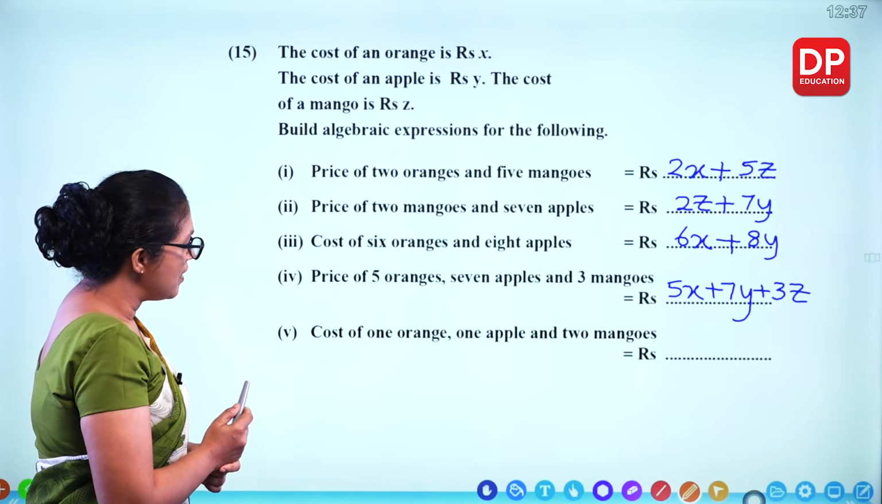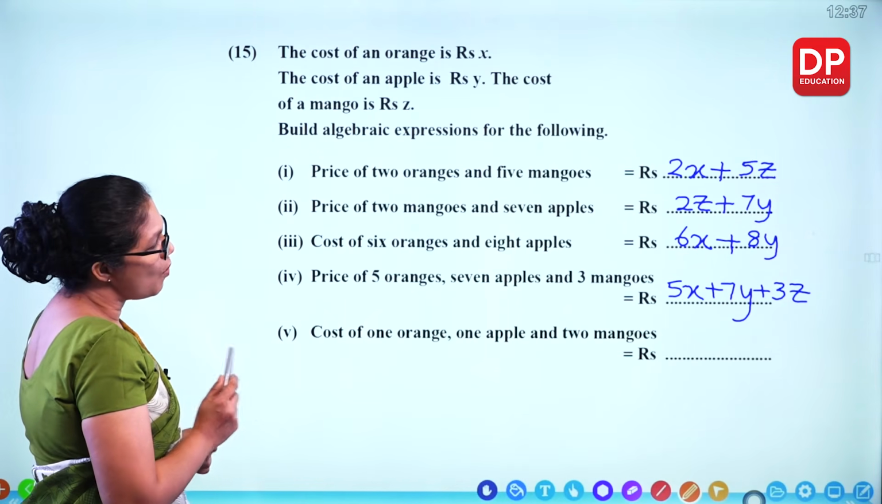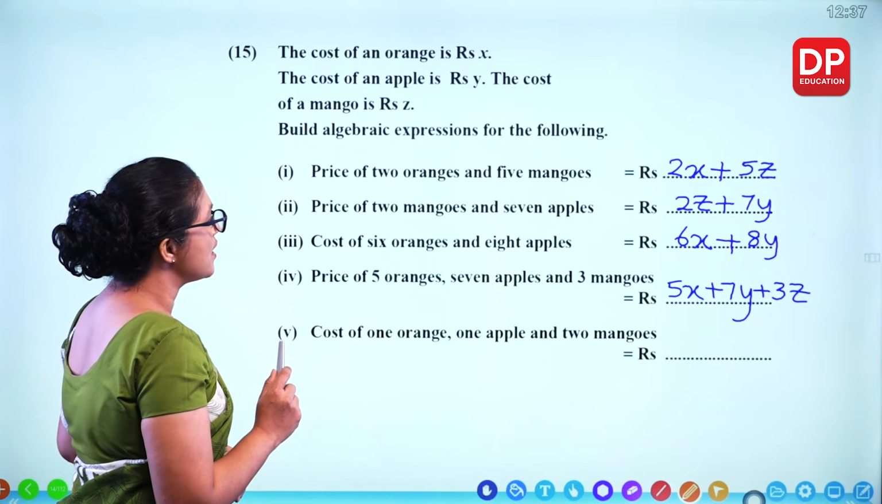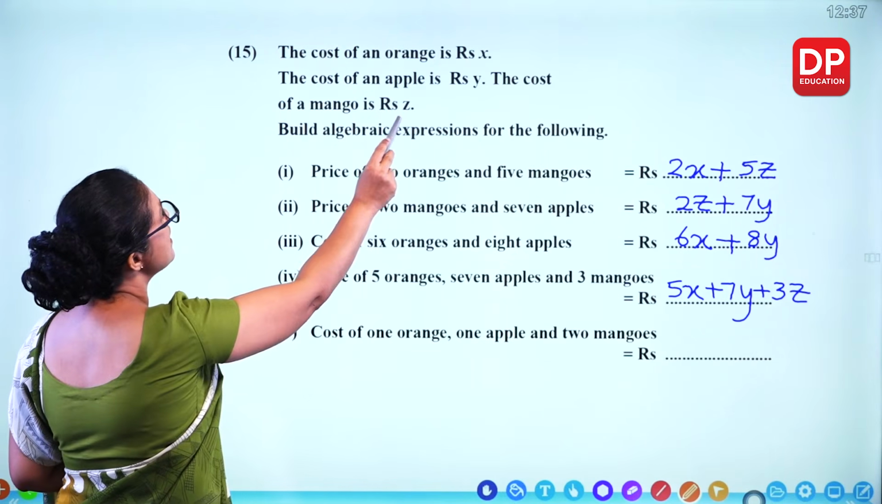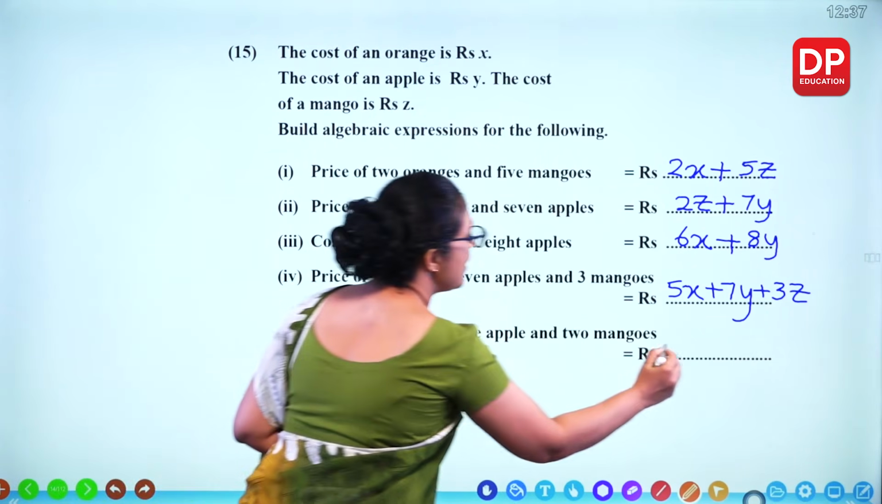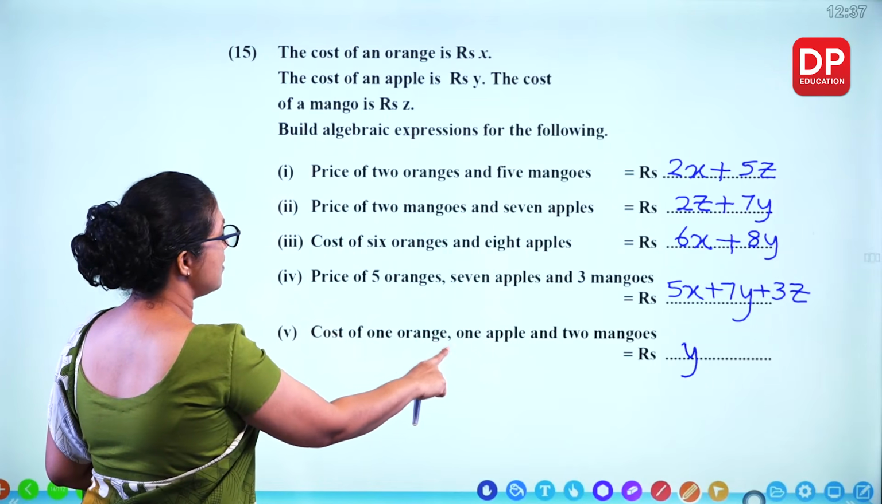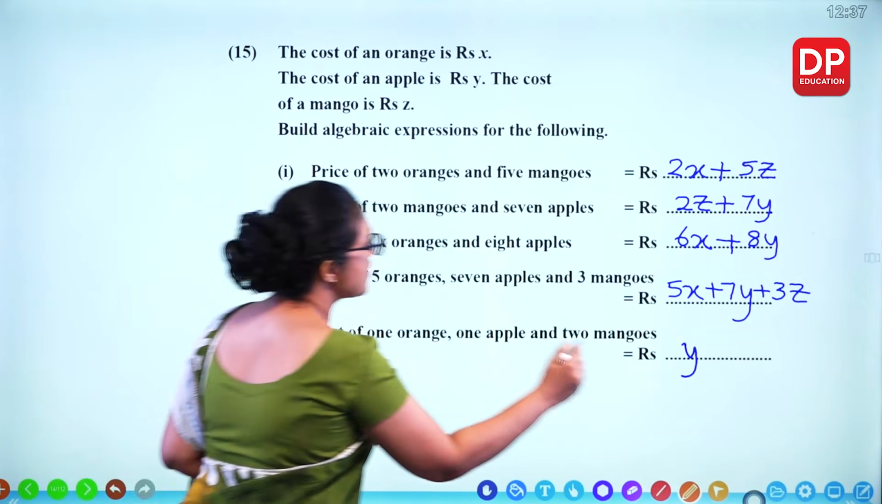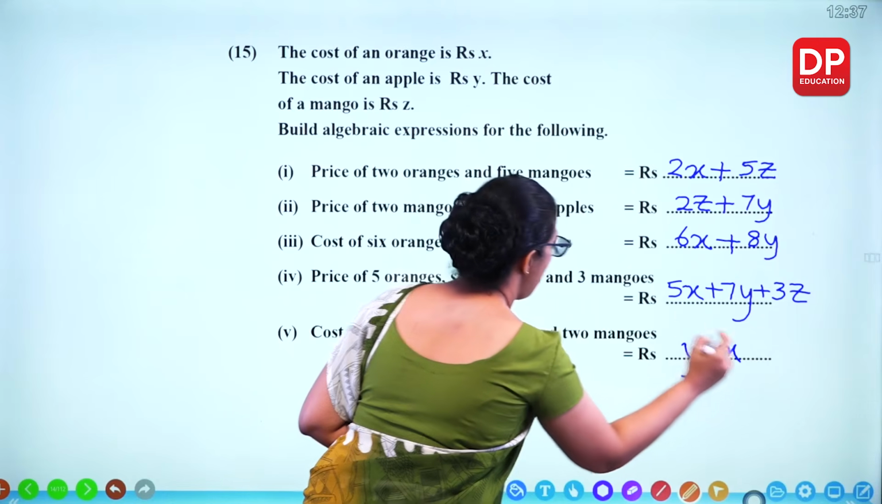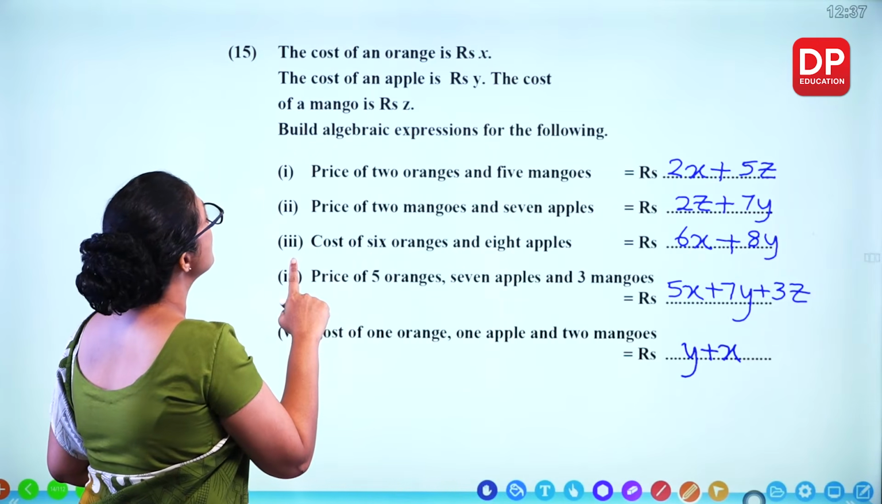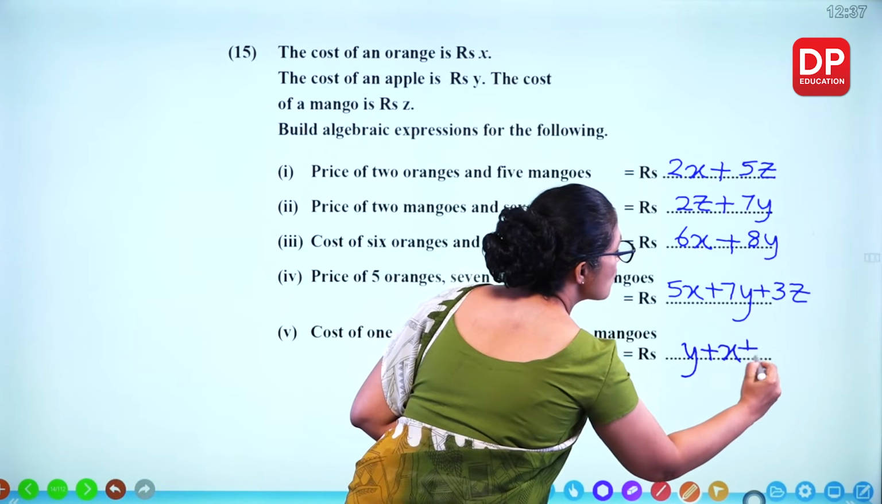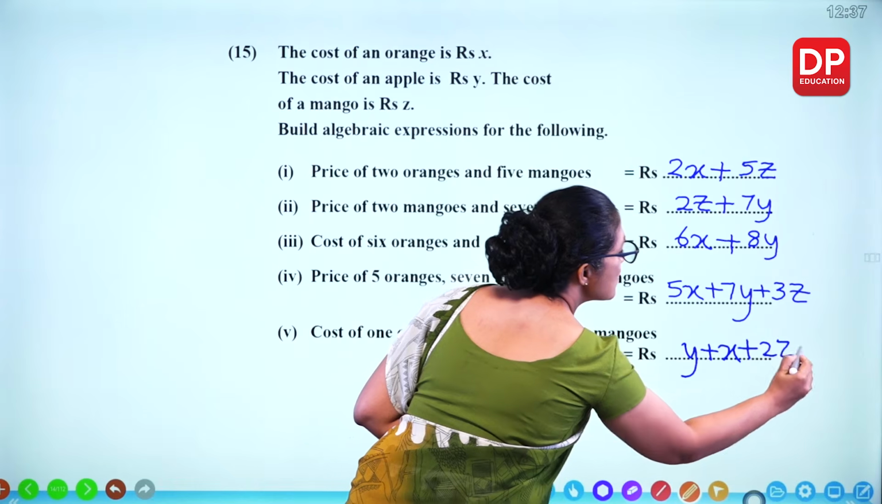Question number 5. Cost of 1 orange, 1 apple and 2 mangoes. 1 apple is y and 1 orange is x and 2 mangoes 2z. So you get 2z here.